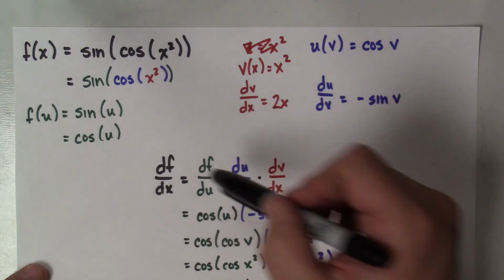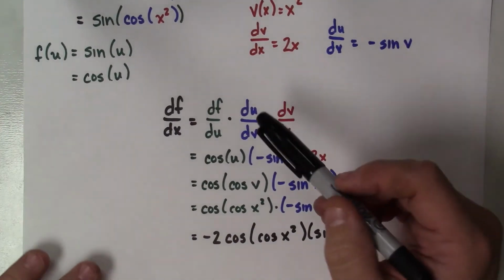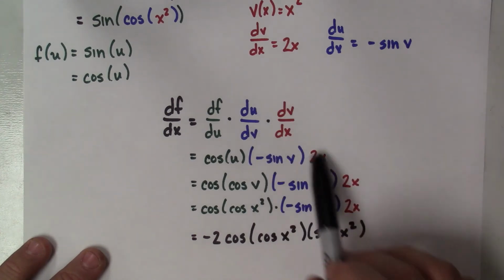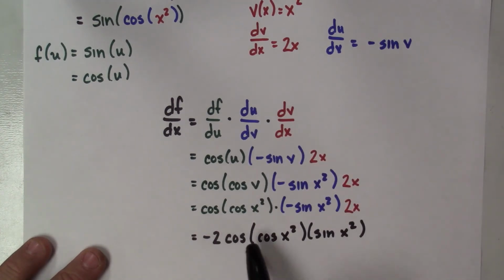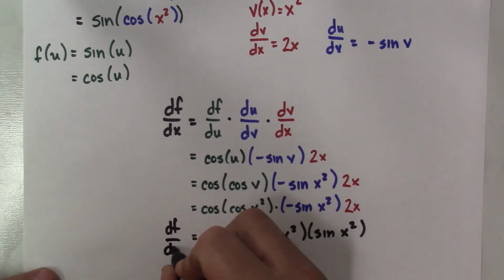Now, the big takeaway here is, hey look, I break it up into little pieces, making it simpler and simpler and simpler as I go so that I can take nice, easy derivatives. And then as I go, I'm just substituting back in, working from top to bottom until I get all the things back so that I have the derivative of f with respect to x.